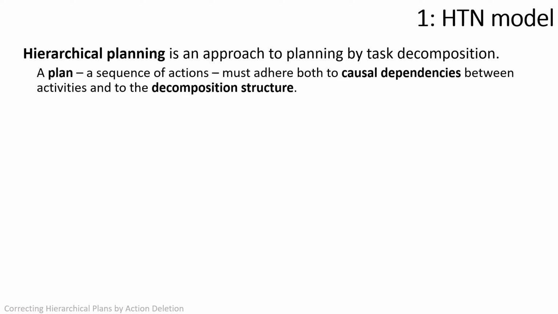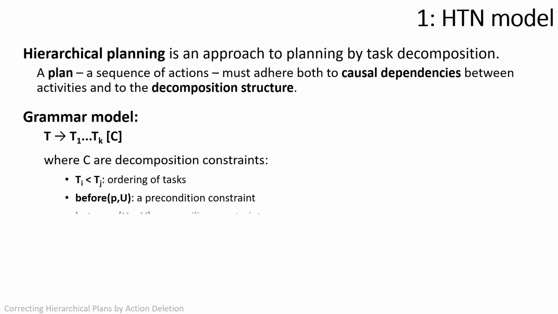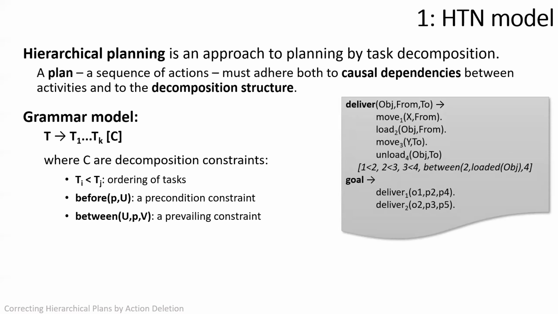This we call an action, and you can imagine it as a simple action that the agent or the robot can take. For example, loading one package. So a plan is a sequence of actions that must adhere both to causal dependencies between actions and to the decomposition structure. It means that the main goal task has to be decomposable into the plan, and causal dependency means that all preconditions of the actions are satisfiable. So here on the right, you can see an example.